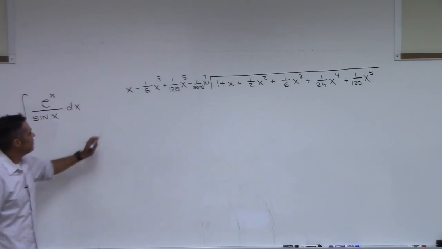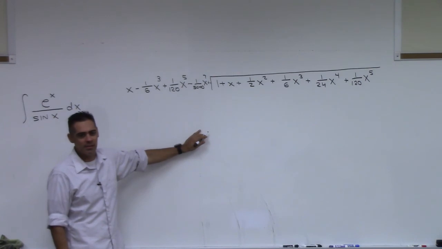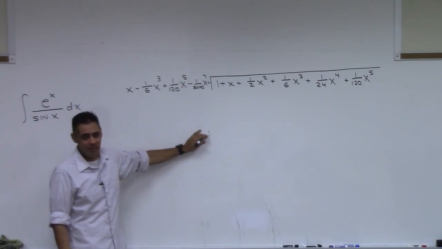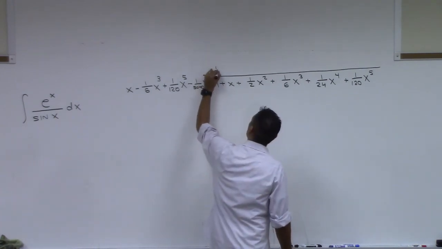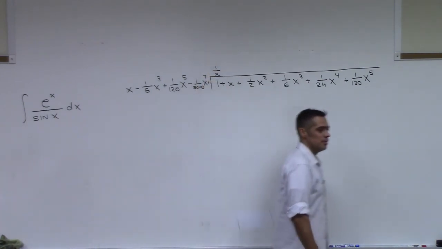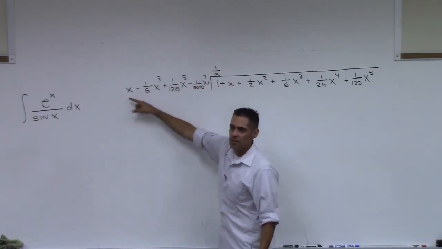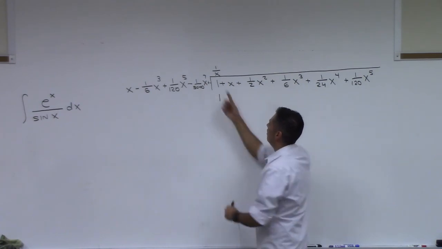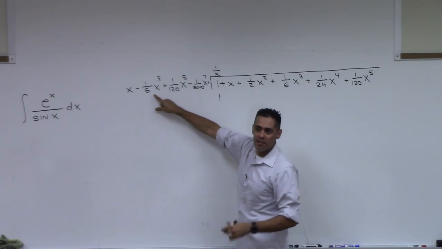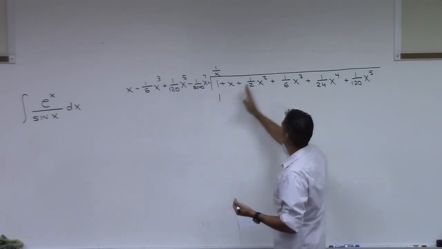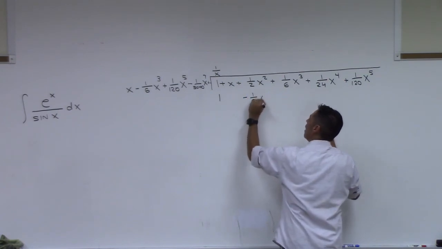What do you have to multiply x by to get 1? 1 over x. That's what you've got to do. So our first term up here is 1 over x. So now multiply that through. What's 1 over x times x? 1. Okay, so that gives us the 1. Okay, what's 1 over x times this? Negative 1/6 x squared. So the powers come down. Where do I put it? Underneath the x squared. So minus 1/6 x squared, like that.